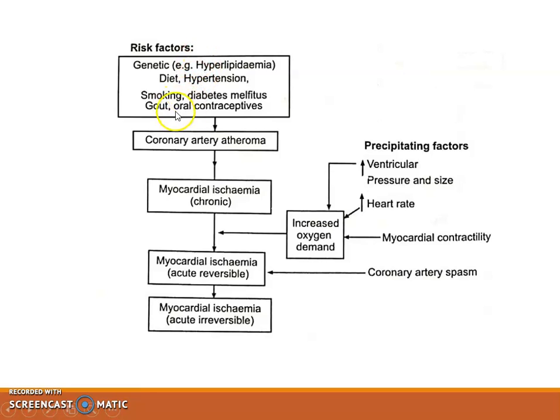Risk factors. The first risk factor is genetic, for example hyperlipidemia, diet or hypertension, habit of smoking, diabetes mellitus, gout, oral contraceptives, which lead to coronary artery atheroma, which is responsible for myocardial ischemia, which leads to an increase in oxygen demand, due to which precipitating factors increase: ventricular pressure and size, heart rate, and myocardial contractility. Then acute reversible myocardial ischemia, which is responsible for coronary artery spasm, and again myocardial ischemia, which is acute irreversible.